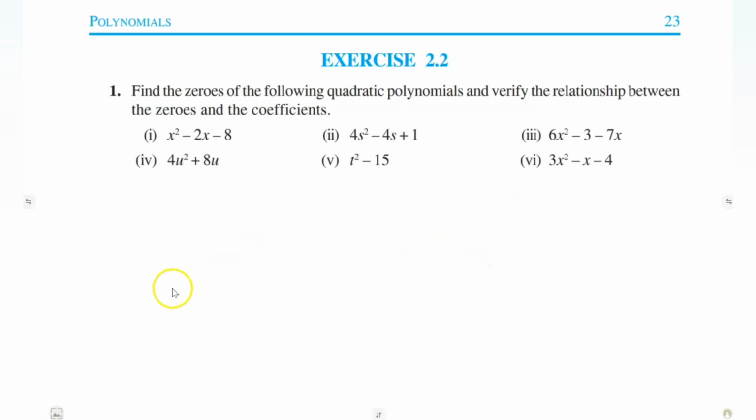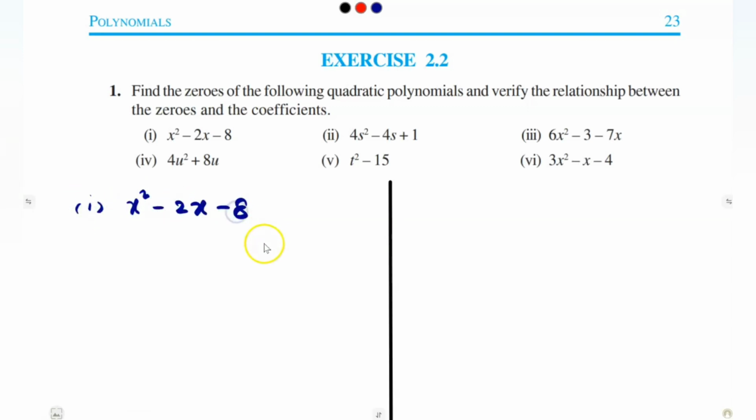Okay, let's start with the first question. Let us take the first question, x square minus 2x minus 8. So we need to factorize this polynomial and then find the zeros for that polynomial. After that, we will verify the relationship this side. Right? Okay, let's start. First question, x square minus 2x minus 8. We need to factorize this.